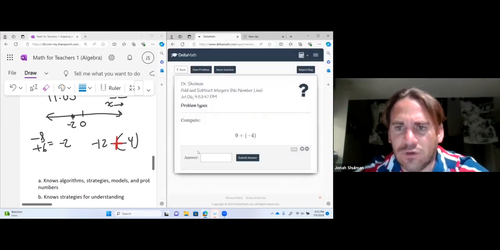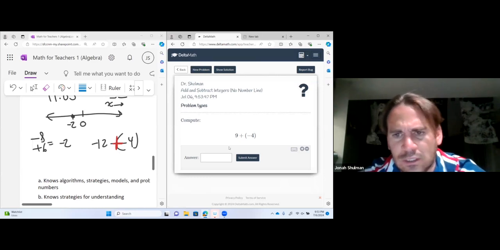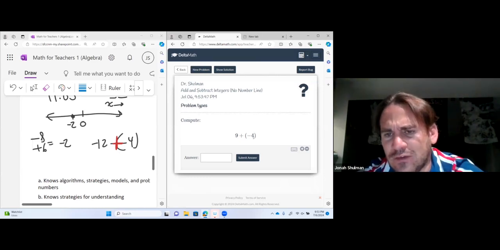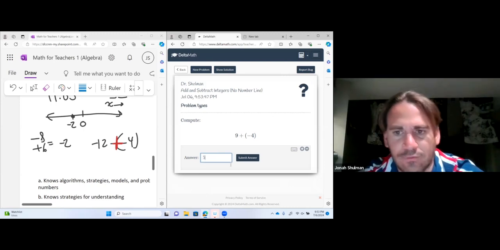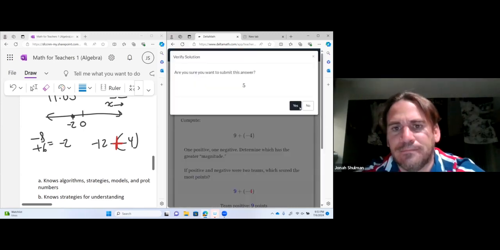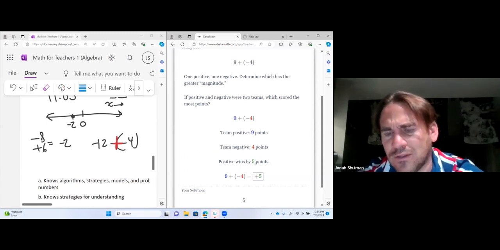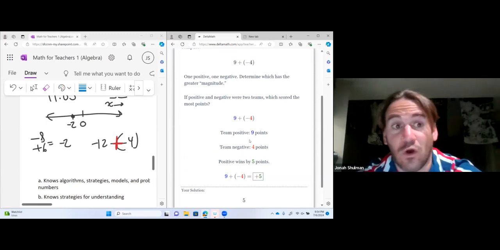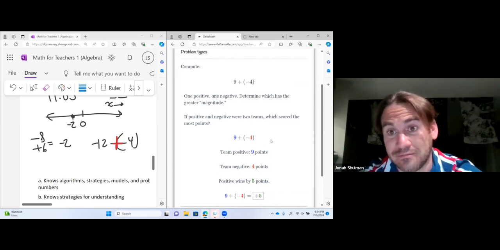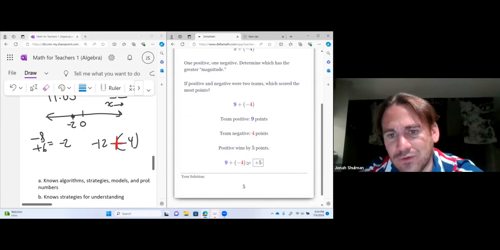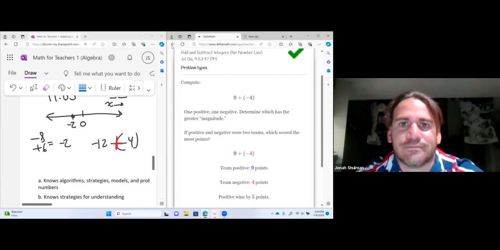All right, so now we have no number line. Oof. So adding a negative is the same thing as subtracting it. So 9 minus 4, we're going to get 5 here. Team positive is 9. Team negative is 4. Positive wins by 5 points. I say this all the time: act like it's a game. The 9's bigger. That's why we know positive wins by 5. I like that.